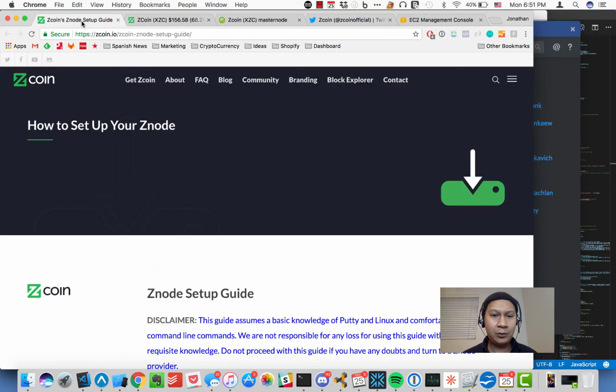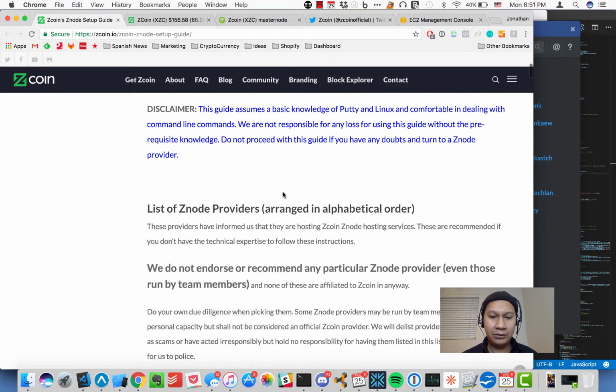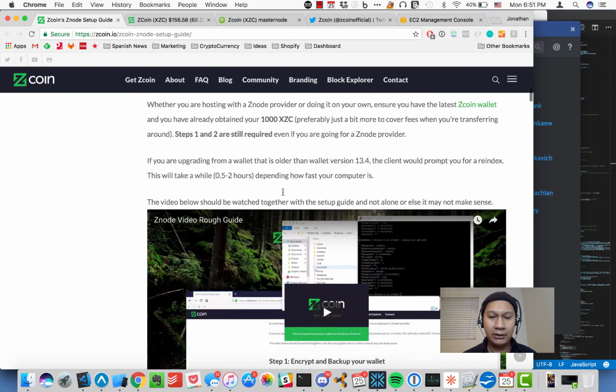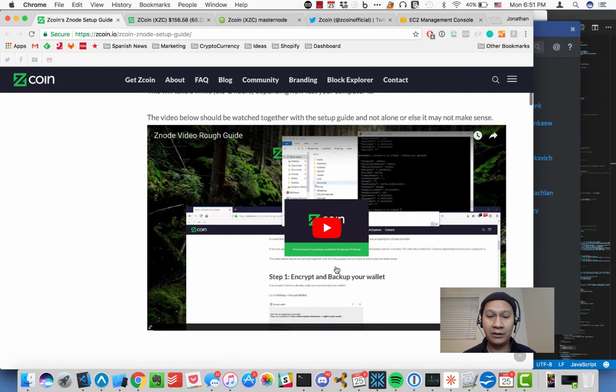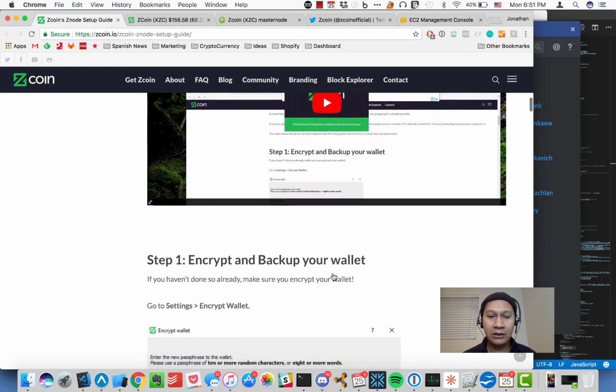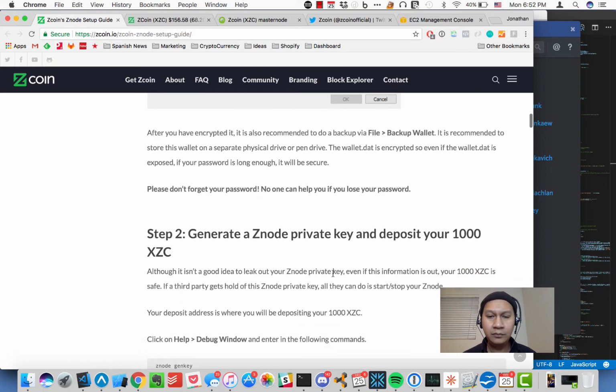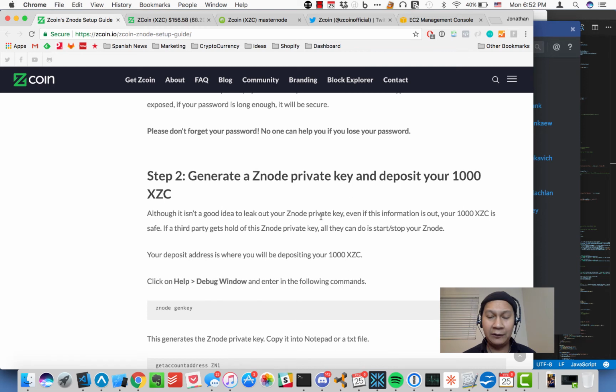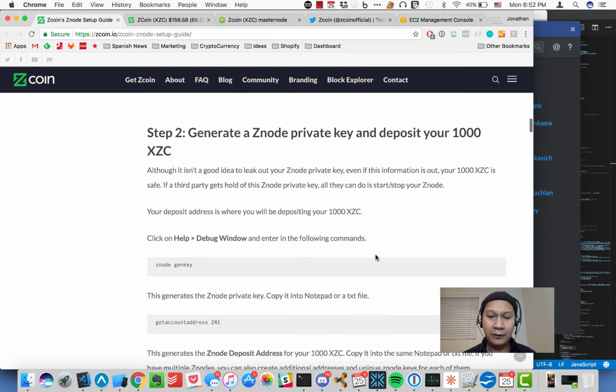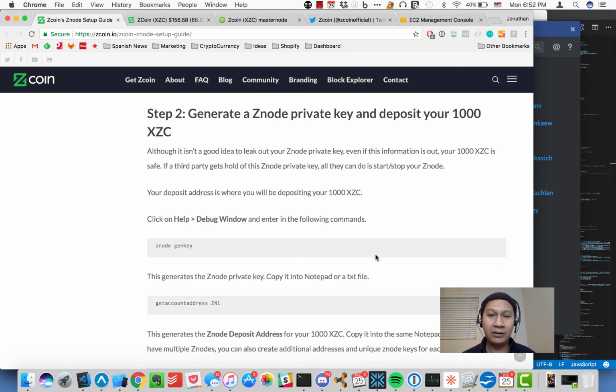So I want to quickly show you the setup guide. It's pretty simple and straightforward. They now have a YouTube video that you can follow along to figure out how to set up your own Z node. Again, you're generating a private key for your Z node, and the private key for your Z node exists only on the Z node. So if a hacker comes in and hacks your node, you just simply don't get paid, but your 1,000 coins is safe on an external wallet.